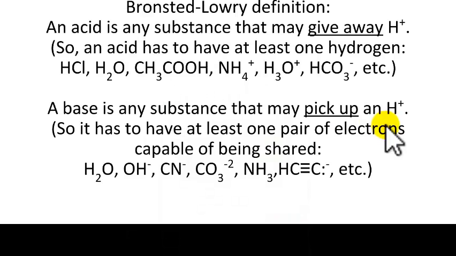Let's define what is an acid first. We're going to use the Bronsted-Lowry definition. This is far and away what most chemists use when they talk about acids and bases. So an acid, in the Bronsted-Lowry definition, is any substance that may give away an H+.